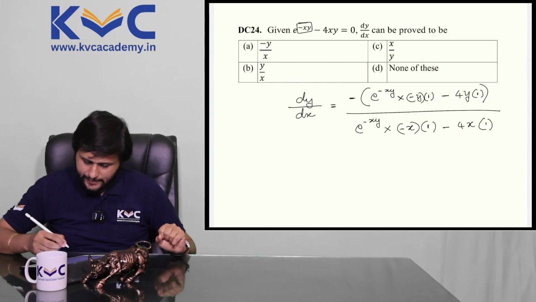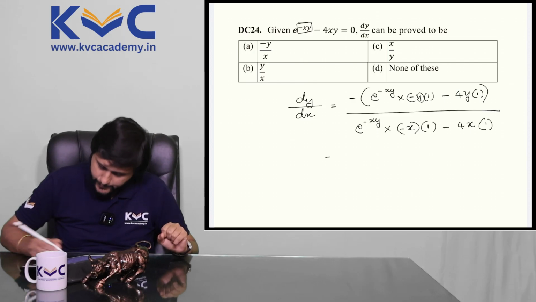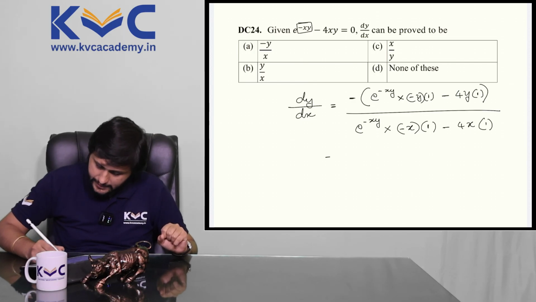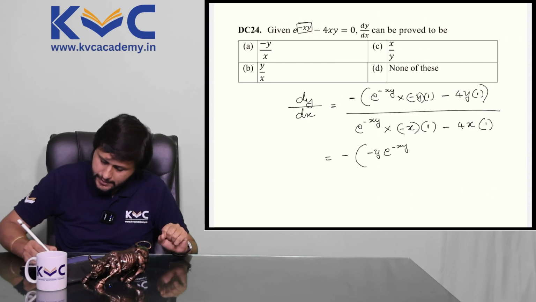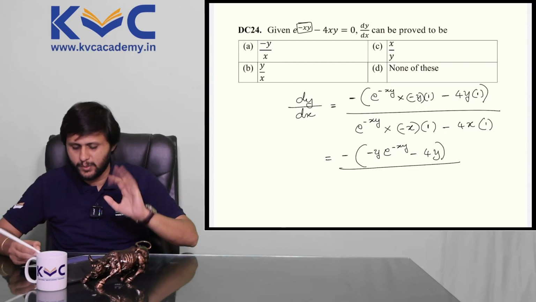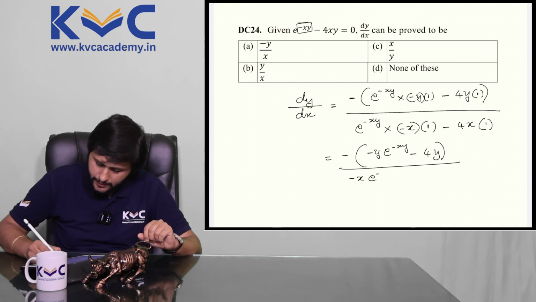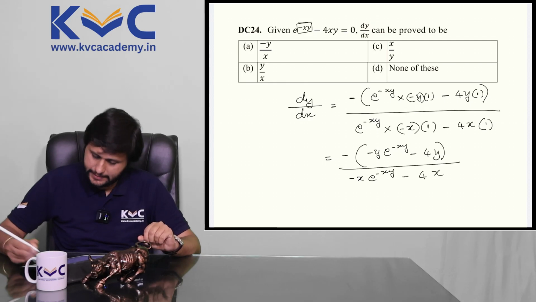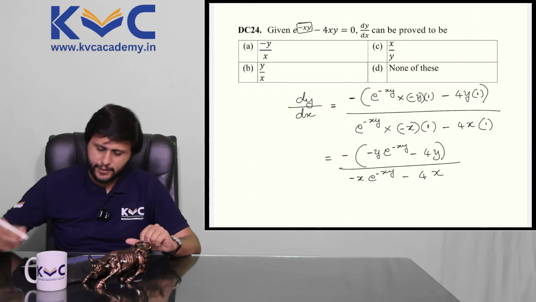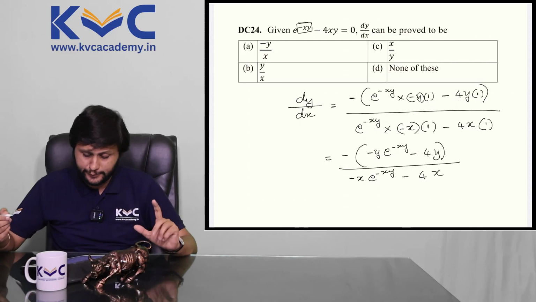Do we have that option? We might have to simplify further. Equal to, okay, minus sign is there, e to the power minus xy is there, minus y will get it outside. Okay, minus y is there, e to the power minus xy is there. Okay, minus 4y. Okay, just remove the ones, and here we have minus x e to the power minus xy, and we have minus 4x. But in the options, if you see, it is nowhere close. Now we need to simplify it further.